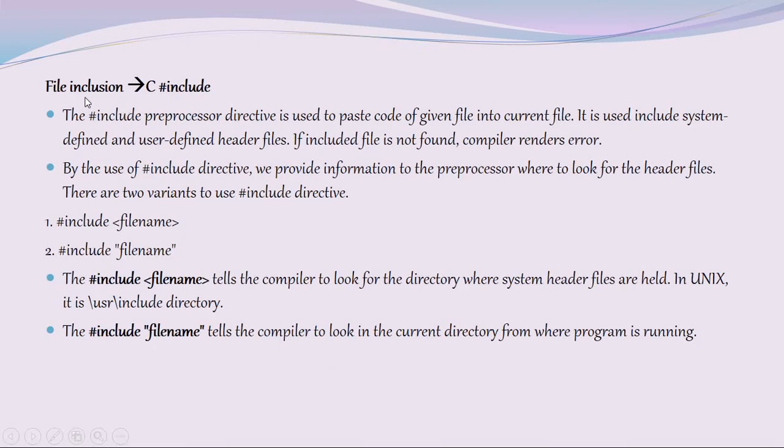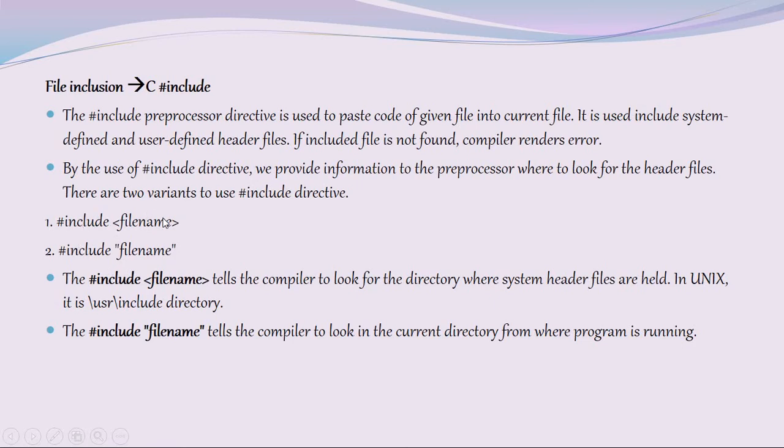First, moving on to file inclusion. This is done by the preprocessor directive #include. This directive is used to paste a given file into the current file. Some code will be in what is called a library file, in some header file, and that will be included in our code by using this preprocessor directive #include. That is the use of #include. If the file is not present, then the compiler will report an error.